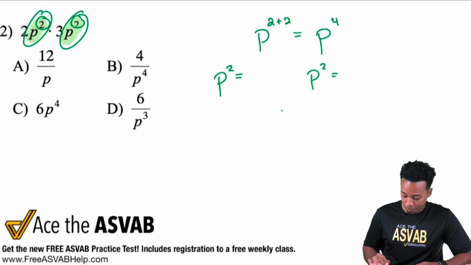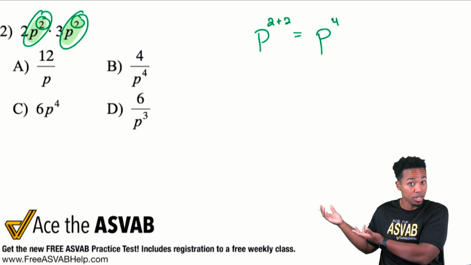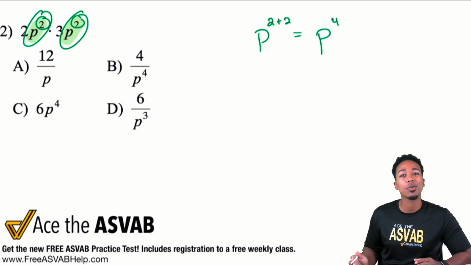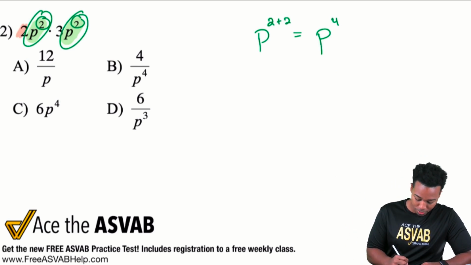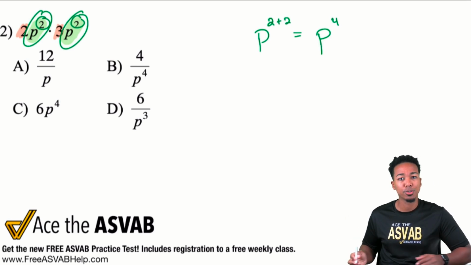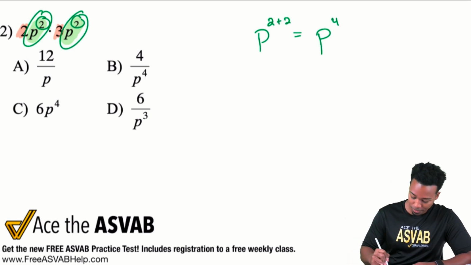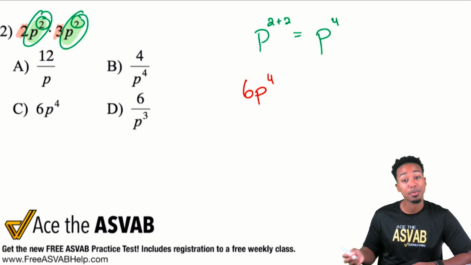But there it is. When it comes to multiplying powers, you add the exponents if they have the same variable or same base, same letter, however you want to say it. And with the regular numbers out in front, the 2 right there and the 3 right there, those you just multiply as normal. So 2 times 3, that's going to give us 6. And so the answer here would be 6p to the power of 4.